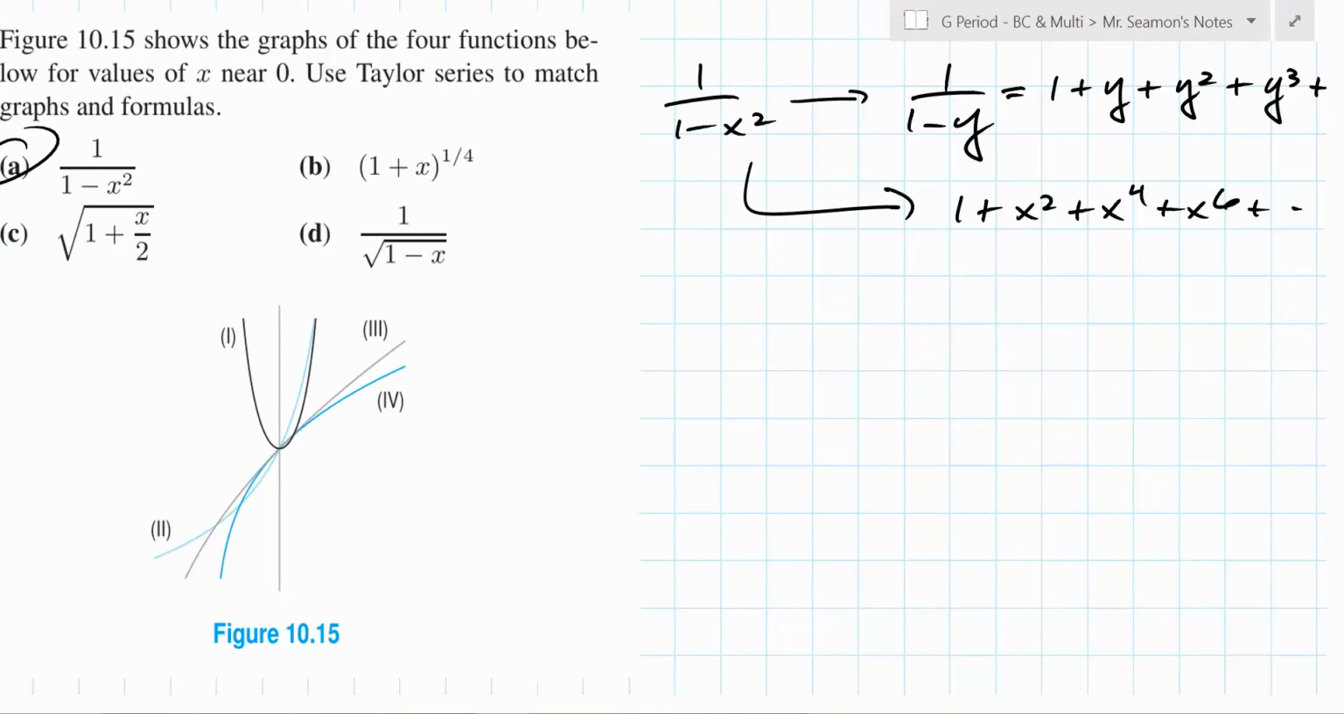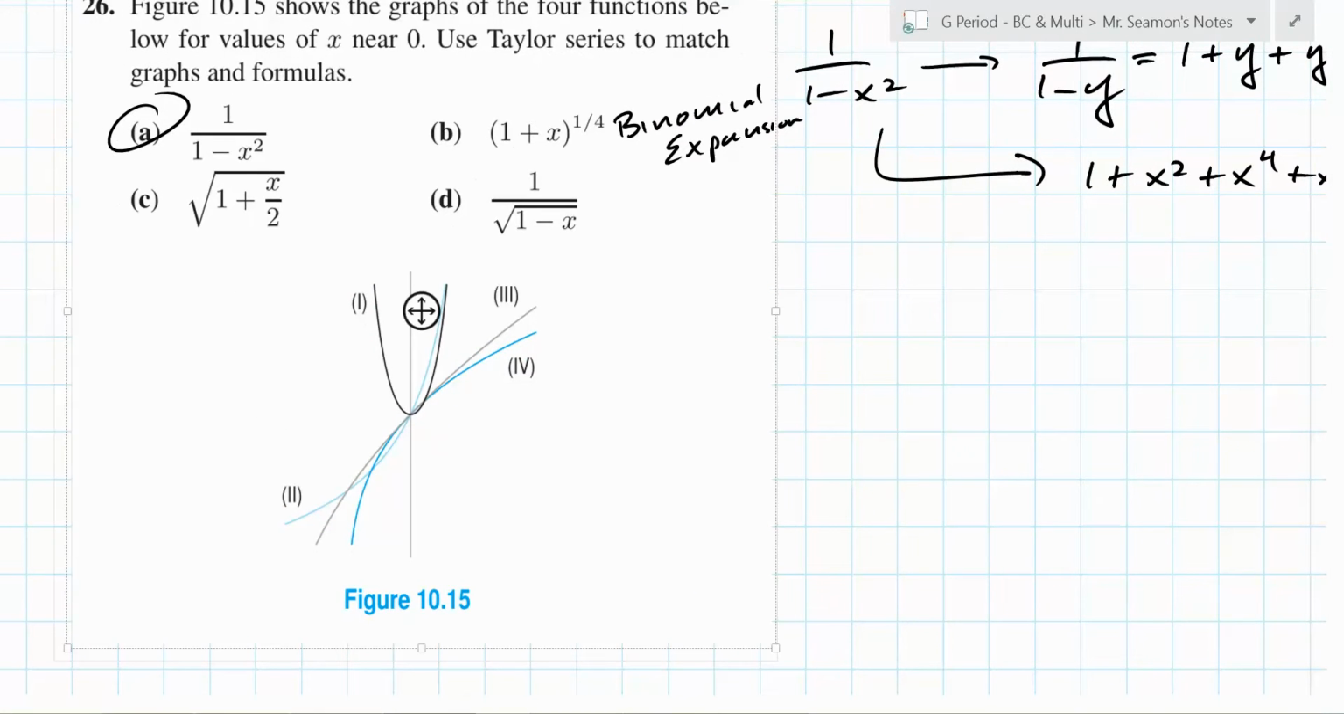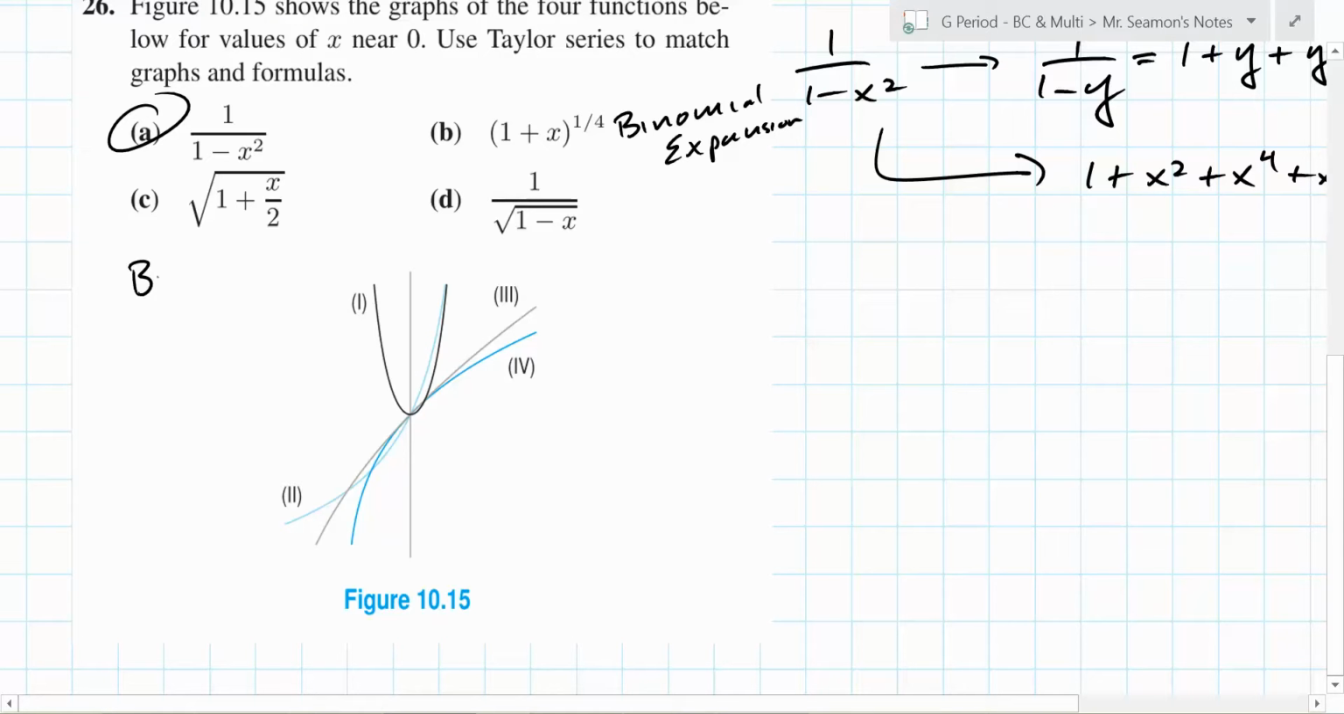What about b? What will you have to use for b? Binomial expansion. What about the third one here for c? Any ideas? What do you use? Give you a hint. Binomial expansion.